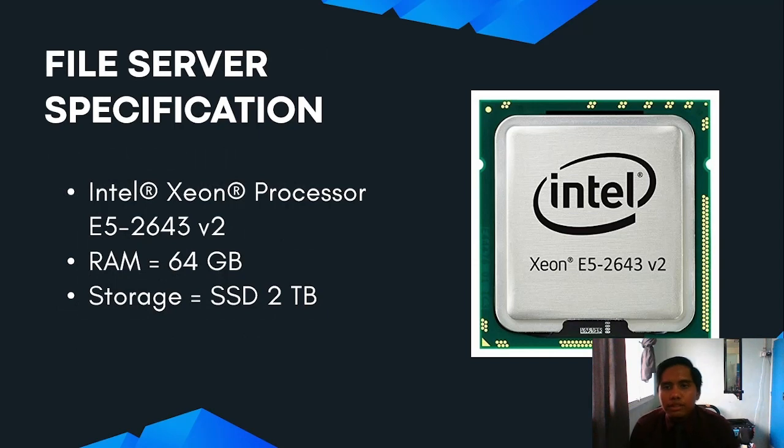Okay, for the file server specification, we use the Intel Xeon processor E5-2643V2. Intel Xeon is highly recommended because it is powerful in connecting servers and processing data in the server. The RAM that we use is 64 GB and the storage that we use is SSD 2 TB.